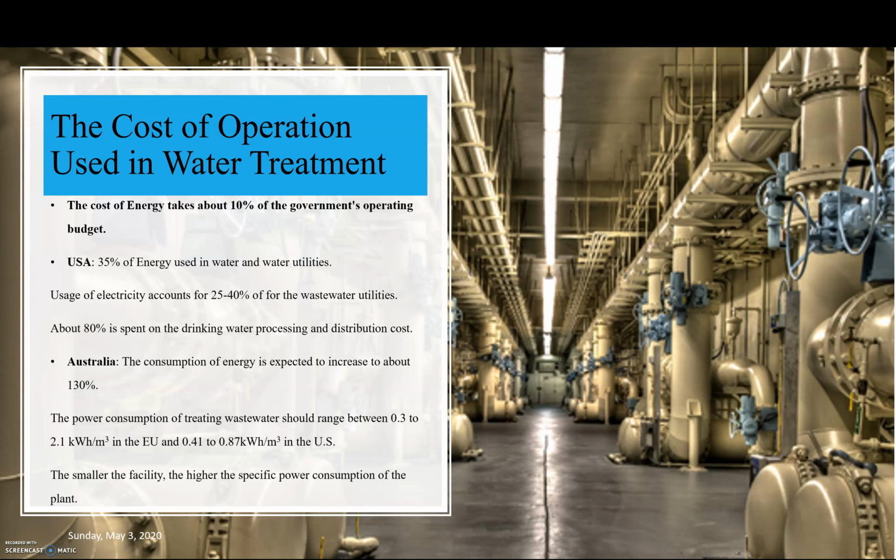The power consumption of treating wastewater ranges from 0.3 to 2.1 in Europe and from 0.4 to 0.87 kilowatt hours per cubic meter in the US. The smaller the facility, the higher the specific power consumption of the plant. Also, the older plant requires more energy. There are other factors that affect the power consumption, such as the design and the technology used in the water treatment facilities.